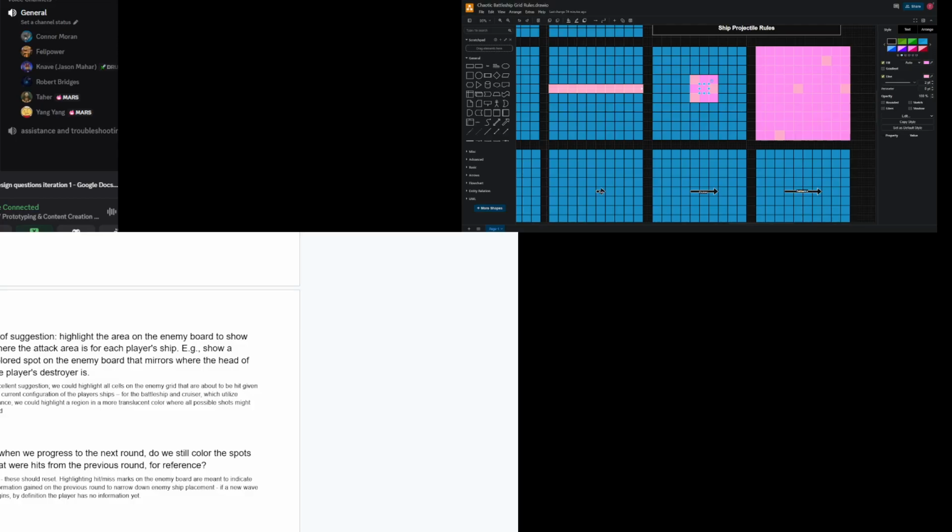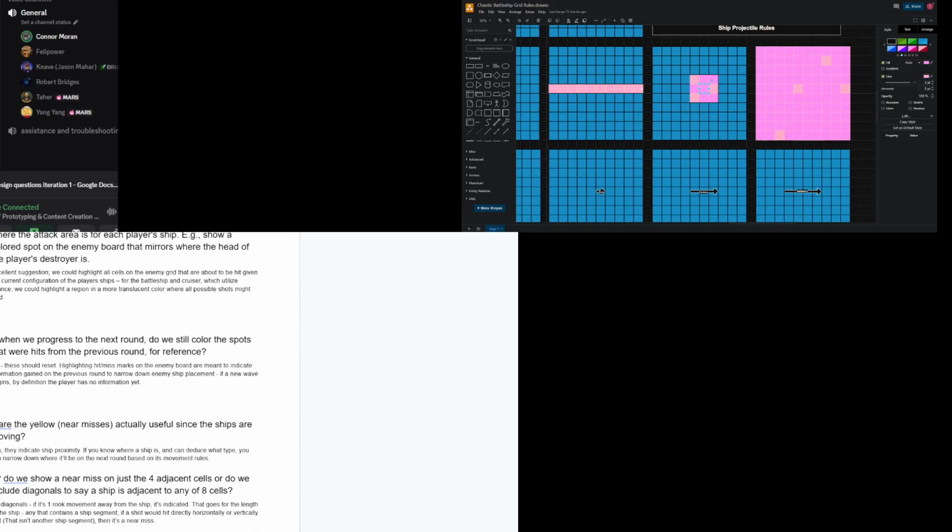There was a suggestion to highlight the area on the enemy board to show where the attack area is for each player's ship, e.g., a colored spot on the enemy board that mirrors where the head of the player's destroyer is. So basically, lighting up on the enemy grid where you're about to hit. And yeah, that's an excellent suggestion. I put that in the GDD, where we'll highlight all the cells on the enemy grid that are about to be hit, given the current configuration of the player and what settings they've put for each of the ships.